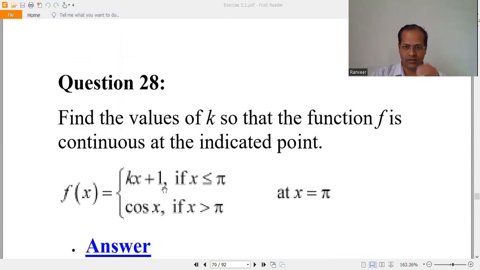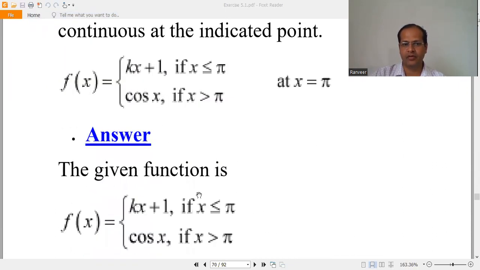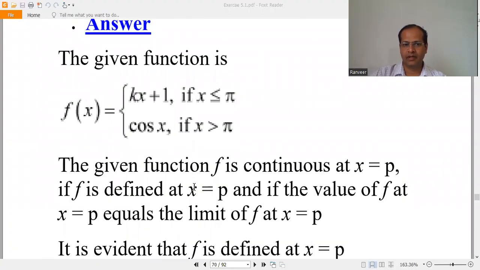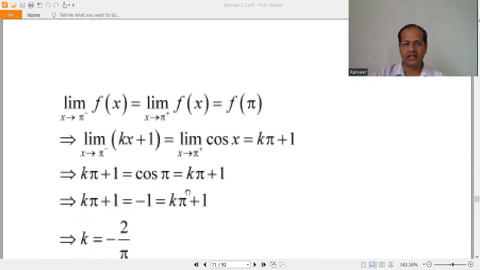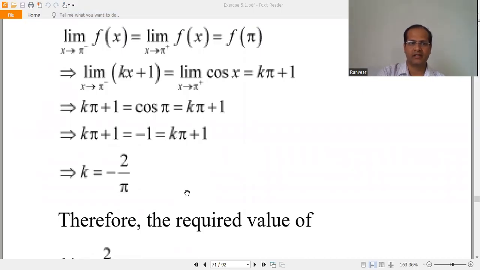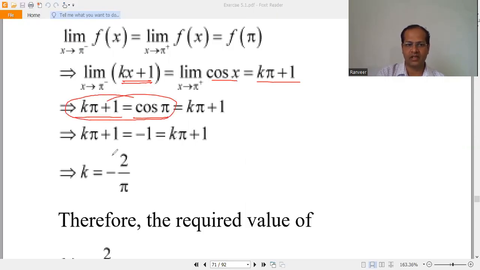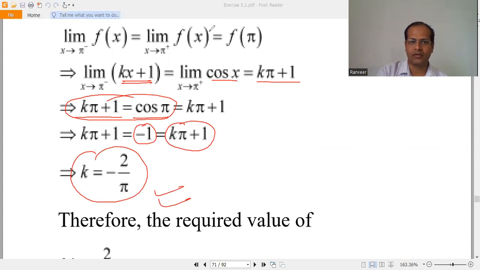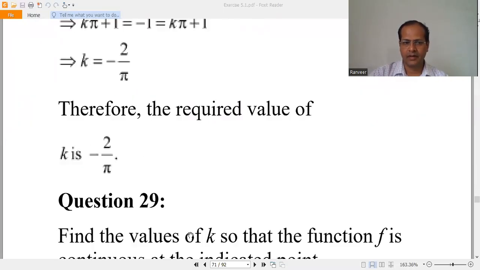Find the value of k so that the function is continuous. Same way we have to do. Limit x tending to pi minus f(x), pi plus f(x), and that is equal to f of pi. Limit x tending to pi minus, the function definition is this. At pi plus, this is the function, f of pi is k pi plus 1. So k pi plus 1 equal to cos pi, which is equal to minus 1. Once we solve, k is equal to minus 2 by pi. So this type of question we can solve like this.